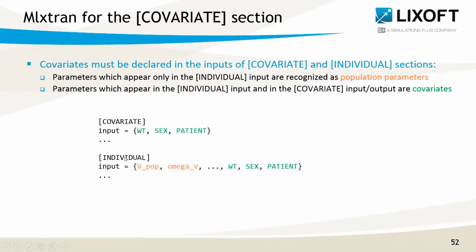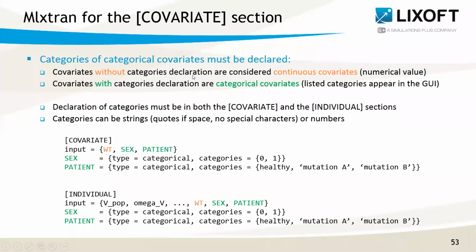The parameters that appear only in the individual input will be recognized as population parameters, and those that appear in both will be recognized as covariates. Then you need to define and list the different categories of the categorical covariates. If you don't list any category, like for weight, it will be recognized as a continuous covariate. We can have any numerical value. And for sex and patient, I have listed the categories.